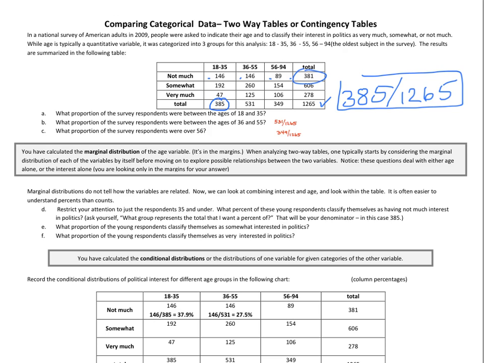Well, what you have calculated is called the marginal distribution, and more specifically in this example, the marginal distribution of the age variable. Marginal, notice, all of our answers are in the margins. Marginal distributions only deal with one of the variables, either what percent were a certain age or what percent are not much interested in politics.